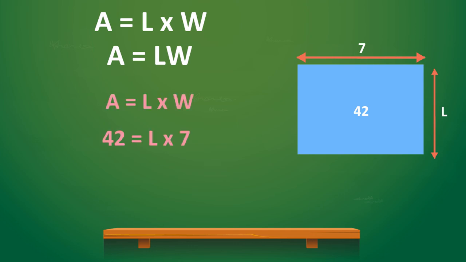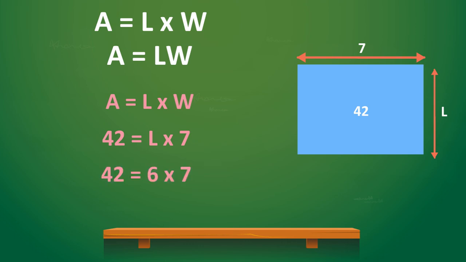So here's what you should have got. A, the area, is equal to 42. 42 is equal to L, we don't know, multiplied by 7. So 42 is equal to 7 multiplied by something. You know your times tables, you know that the answer is 6.